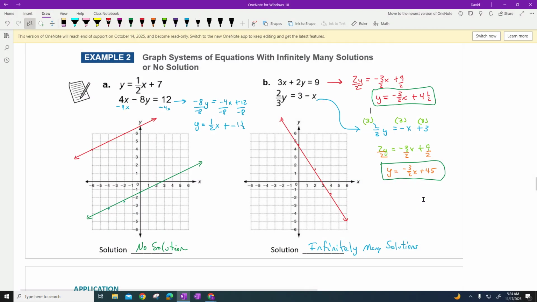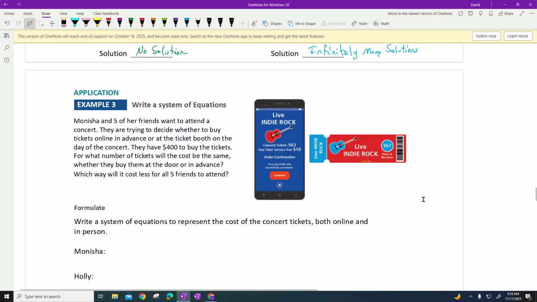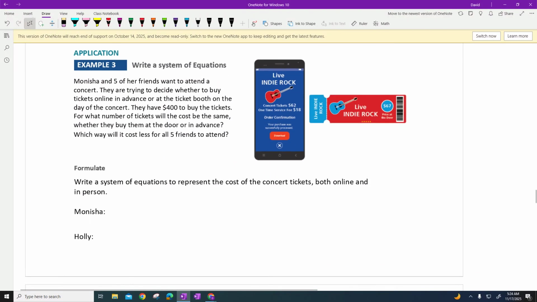All right. Here's our word problem for the day. Monisha and her five of her friends want to attend a concert. They're trying to decide whether to buy the tickets online in advance or at the ticket booth at the day of the concert. So let's just look. If you buy them in advance, it's $62, and that's usually how it is. It's cheaper if you buy them in advance.